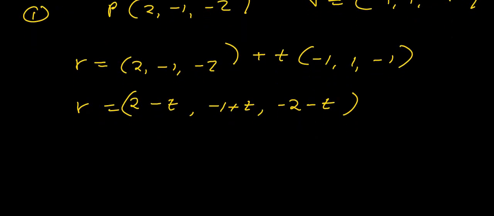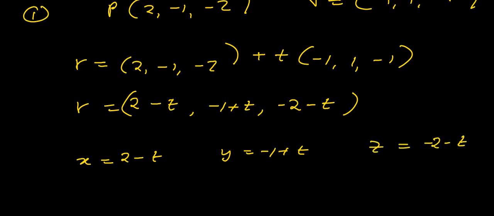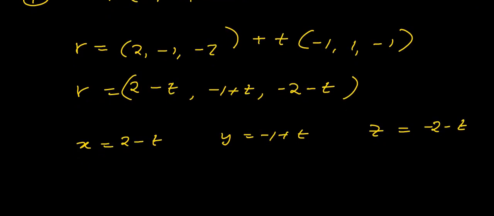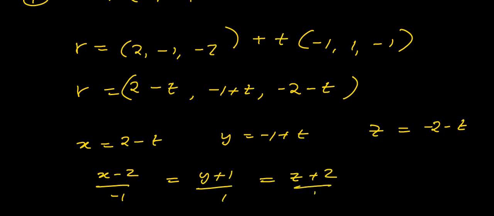Then the parametric equation, we can just say the x component is 2 minus t, the y component will be -1 plus t, then the z component is -2 minus t. The symmetric one is we make t the subject, that's going to give us x minus 2 over -1, equal to y plus 1 over 1, then z plus 2 over -1 as well. So these are the symmetric equations that were needed. This one was simple, right?